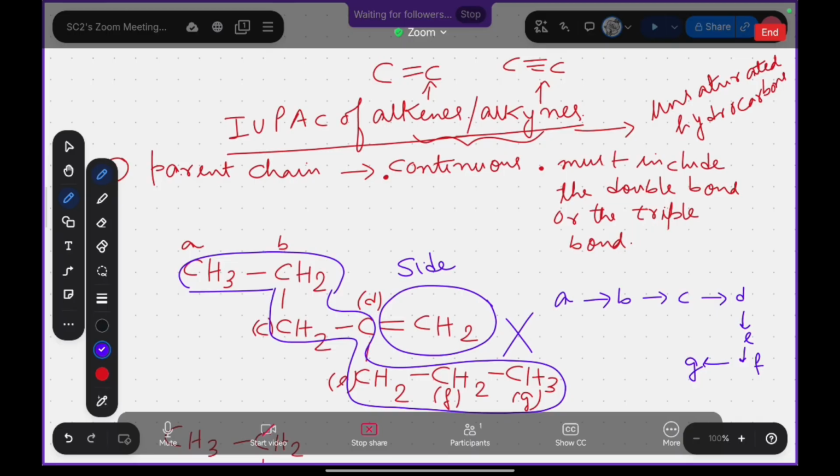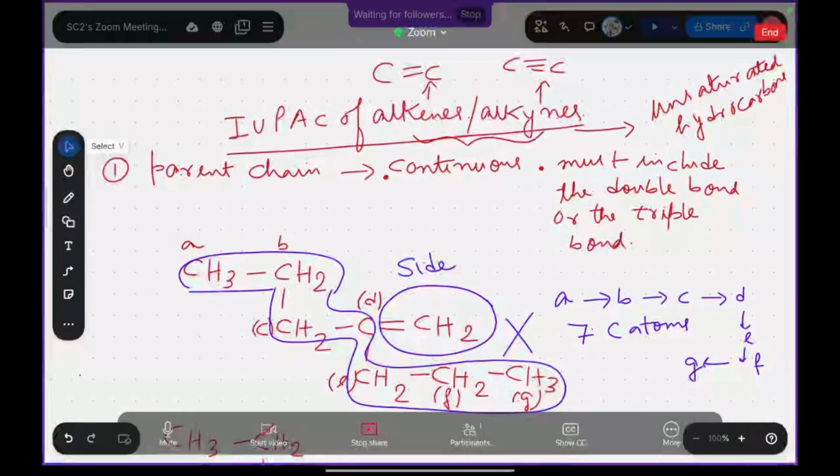For selection of the parent chain for an alkene or alkyne, the double bond must be a part of the parent chain, even if it does not have the maximum number of carbon atoms. See, if I consider this as my parent chain, it has 7 carbon atoms, which is good enough, having the maximum number of carbon atoms. But the problem is the double bond is outside the parent chain, which is not satisfied.